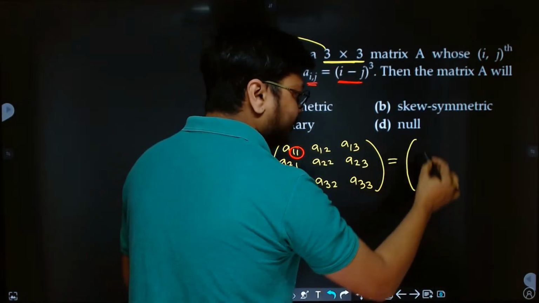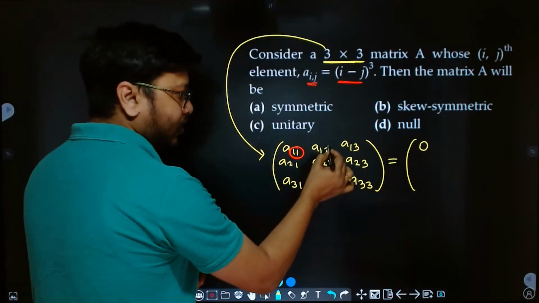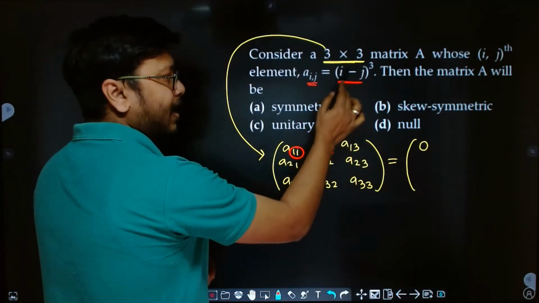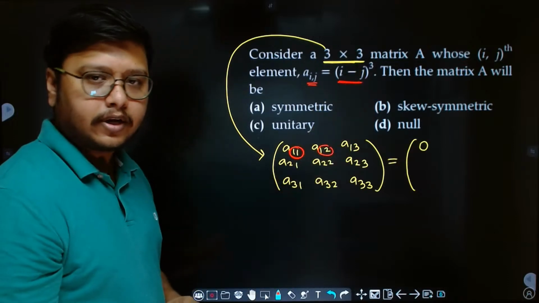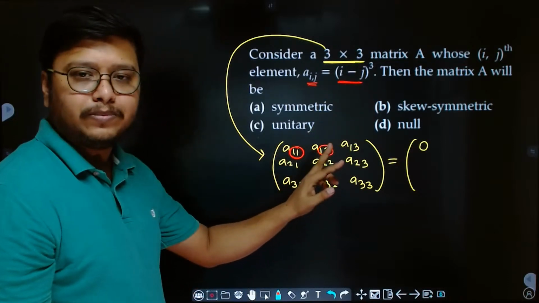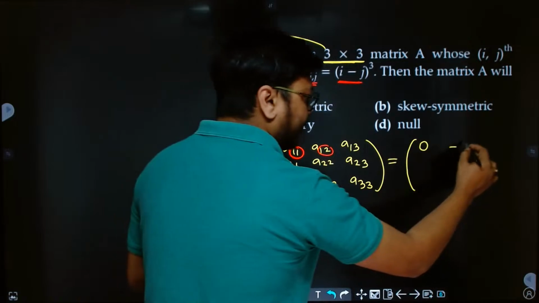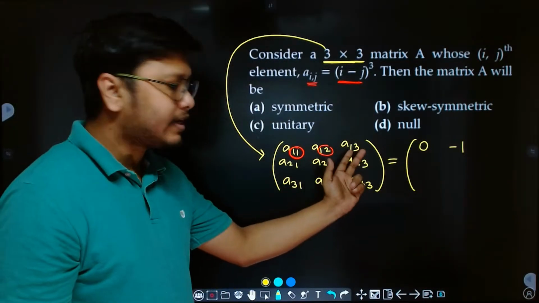That means simply 0. For the next one, it's 1 2. So (1 minus 2) whole cube, that is minus 1. Then the next one is (1 minus 3) whole cube.